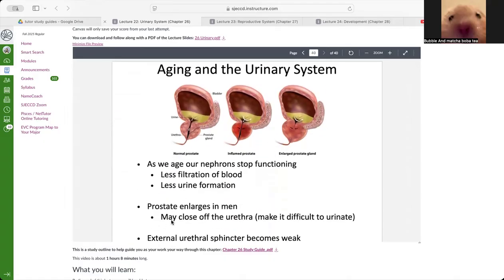As we age, your nephrons slow down, right? By the time you reach 85, you've lost 40% of your nephrons, which means less filtration, more toxins, less urine formation, so you have a hard time regulating blood pressure. And prostate enlargement in men will close the urethra and you can't urinate. There are treatments to shrink the prostate or place a stent in it, and there's surgery like removing tissue of the urethra or removing testicles to shrink it down. The external urethral sphincter becomes weak, and it leads to incontinence and a hard time holding urine.